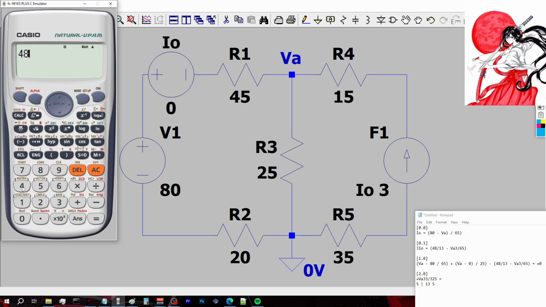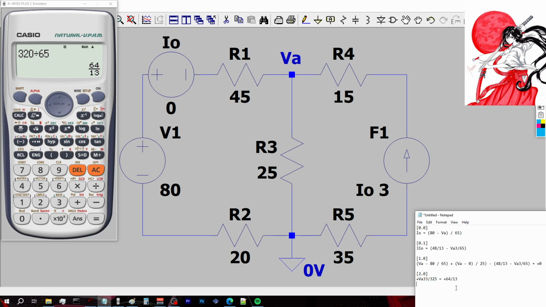So we're going to have 48 times 5, which is 240. So we're going to have 240 plus 80. 240 plus 80 is going to be 320. So we have 320 over 65. That simplifies to 64 over 13. So we're going to have 64 over 13 here, and we're going to make that positive.